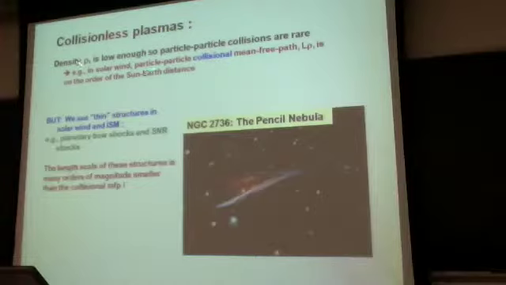Well, in the interstellar medium, density is low enough so particle-particle collisions are rare. And if you look at the solar wind, the collisional mean free path in the solar wind is on the order of the Sun-Earth distance. This is a problem because we see thin structures in the solar wind and in the ISM, and the scale of these thin structures is orders of magnitude smaller than the collisional mean free path.